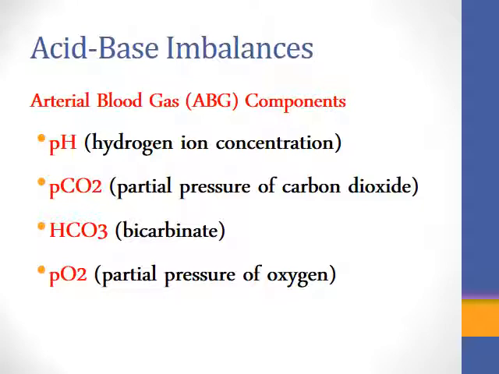Okay, so what are our components of ABGs? pH, or the hydrogen ion concentration, and that tells us if it's acidic or alkalotic. We have the PCO2, or the partial pressure of the carbon dioxide, the bicarbonate, which is the HCO3, and partial pressure of oxygen, or the PO2.